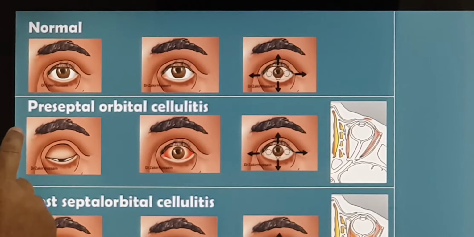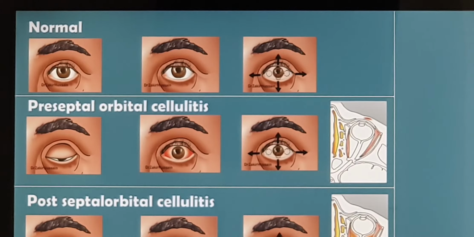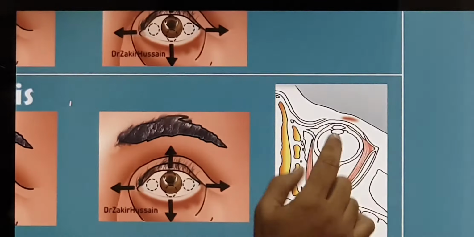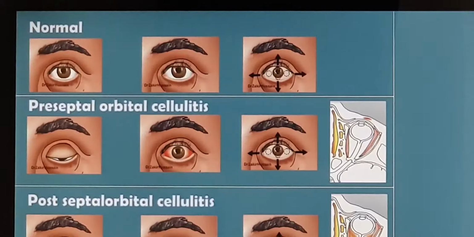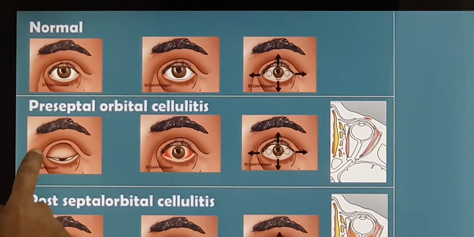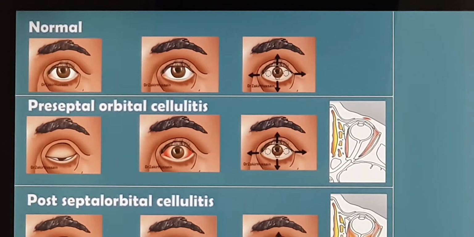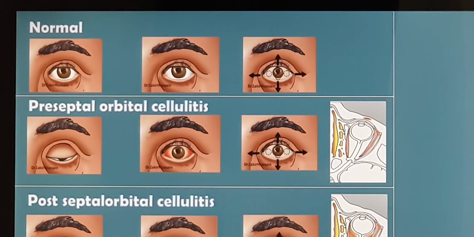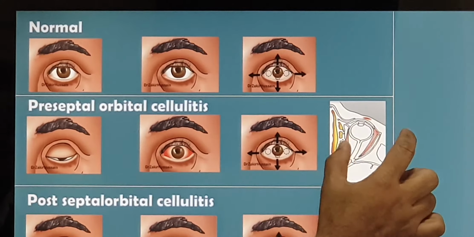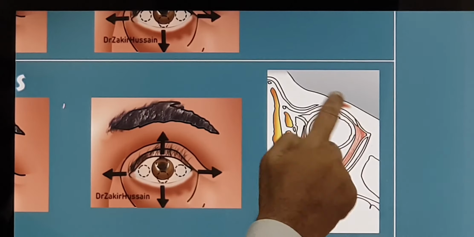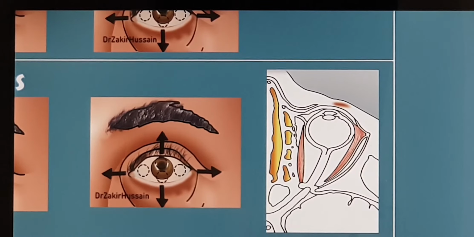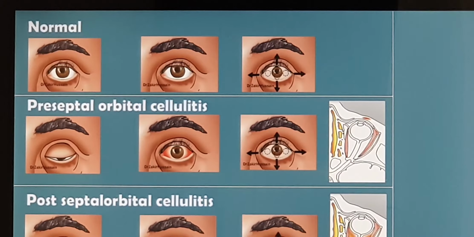Now, when the patient is in preseptal orbital cellulitis, that means the infection is in front of the septum, as you see here. In that stage, what happens? It starts with eyelid swelling, and at the same time they'll have conjunctival and scleral redness also. But the eye movements are going to be normal. So when we do a CT scan with contrast, it will show a diffuse swelling in front of the septum, and since it is done with contrast, it will say it is not an abscess, it's only a cellulitis.